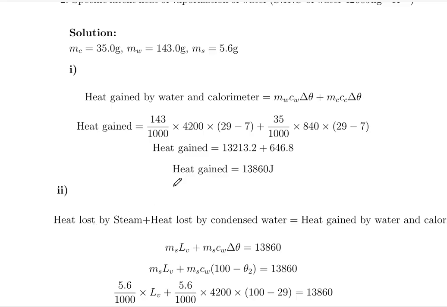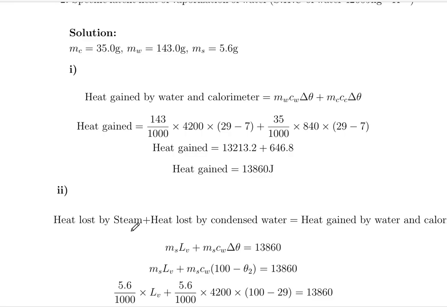Okay, then for part 2, we are required to find the specific latent heat of vaporization. In this, the expression that we are to use, we shall look at our steam. Remember, steam has been passed through the water in the calorimeter, which was initially at 7 degrees Celsius, and steam is coming in at a higher temperature of 100 degrees Celsius. So we expect the steam to lose heat to the calorimeter and the water.